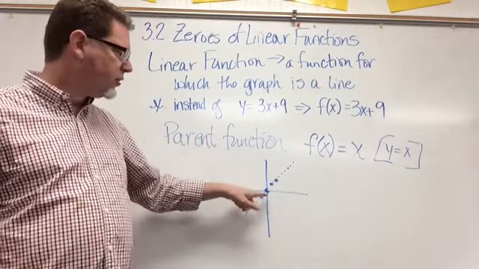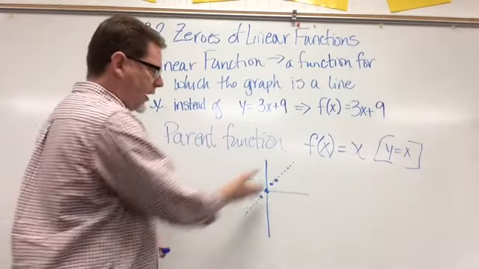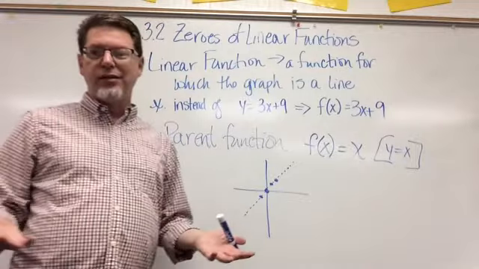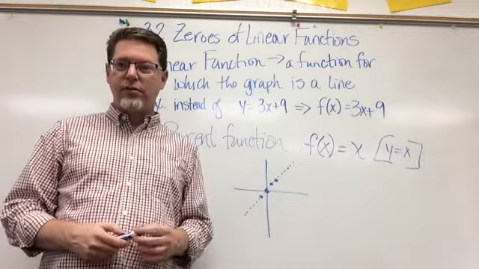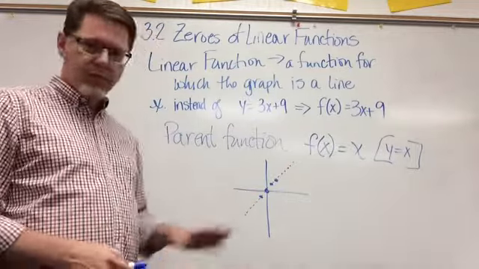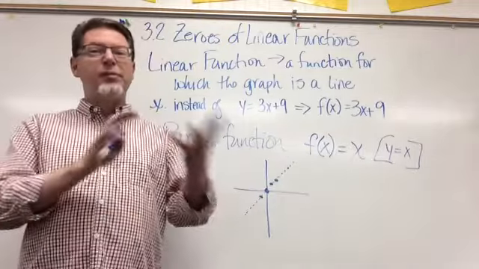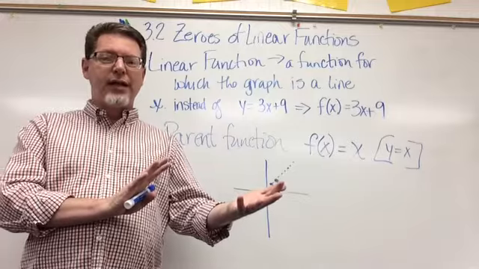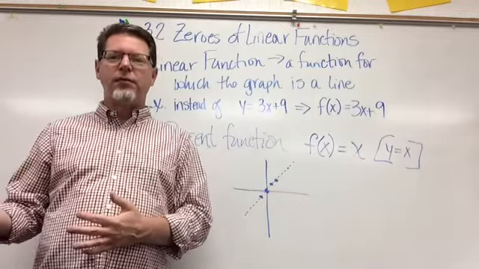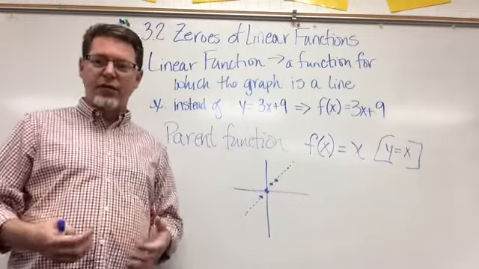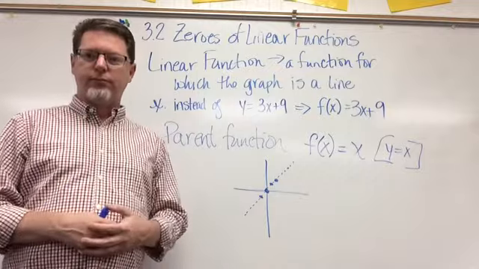It goes through the origin, and it cuts each quadrant into 45-degree angles, slicing right through quadrant 1 and quadrant 3. That's the parent function. We won't spend a lot of time on parent functions right now, but we will when we start comparing functions to each other.